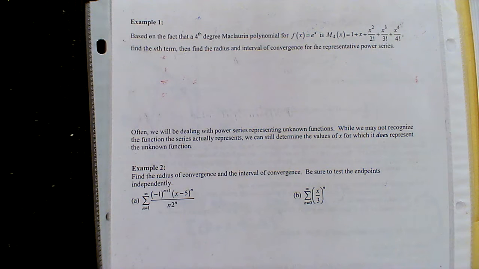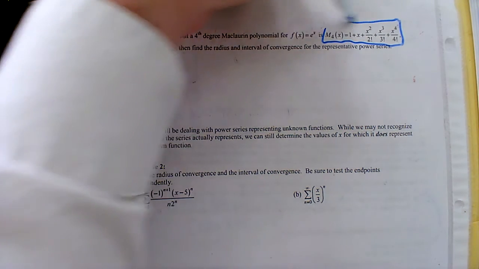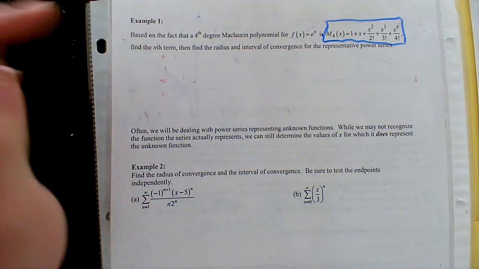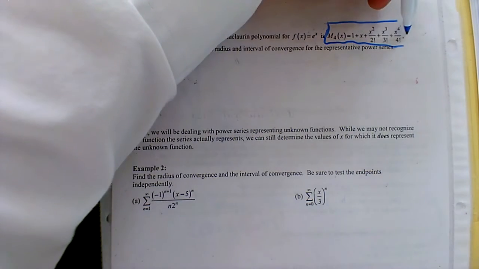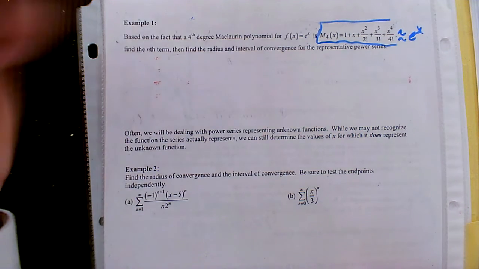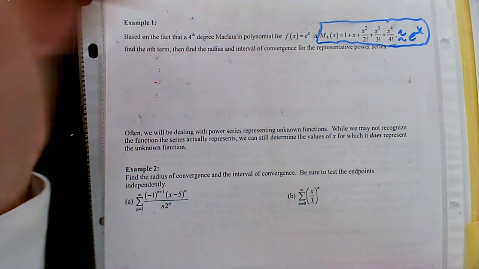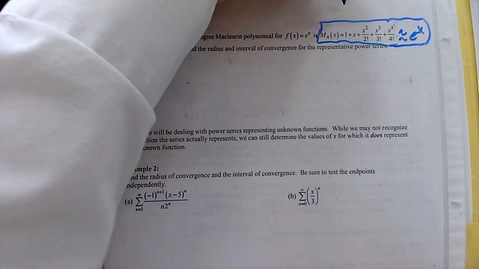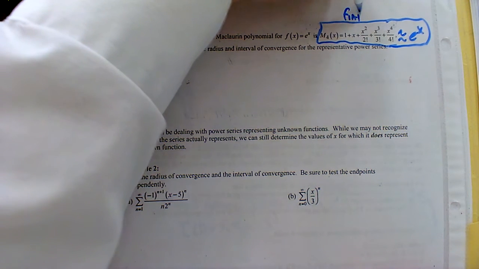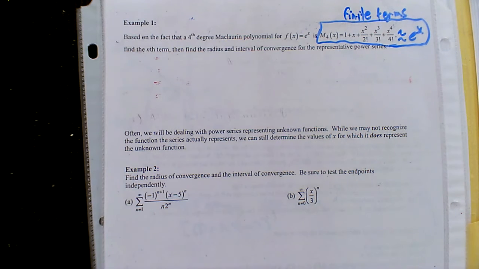It says, based on the fact that a 4th degree Maclaurin polynomial for e to the x is listed right here. So this would be 4th degree. Again, this is not infinite. This is when we do the approximation of e to the x. That one's known as an approximation because there are finite terms. With the infinite amount of terms it becomes an equals.